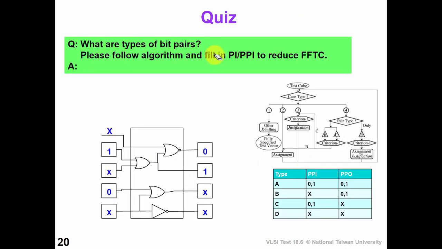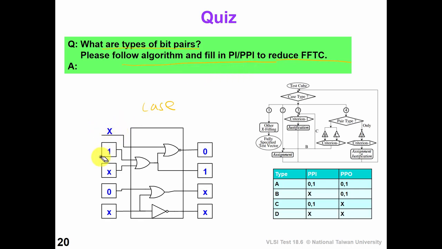Now it's time for you to work on a quiz. This is a case 4 in LCP fill. Please tell me what are the types of bit pairs, and also please follow the algorithm to fill in PI and PPI to reduce FFTC. Now please pause the video and work on this quiz.